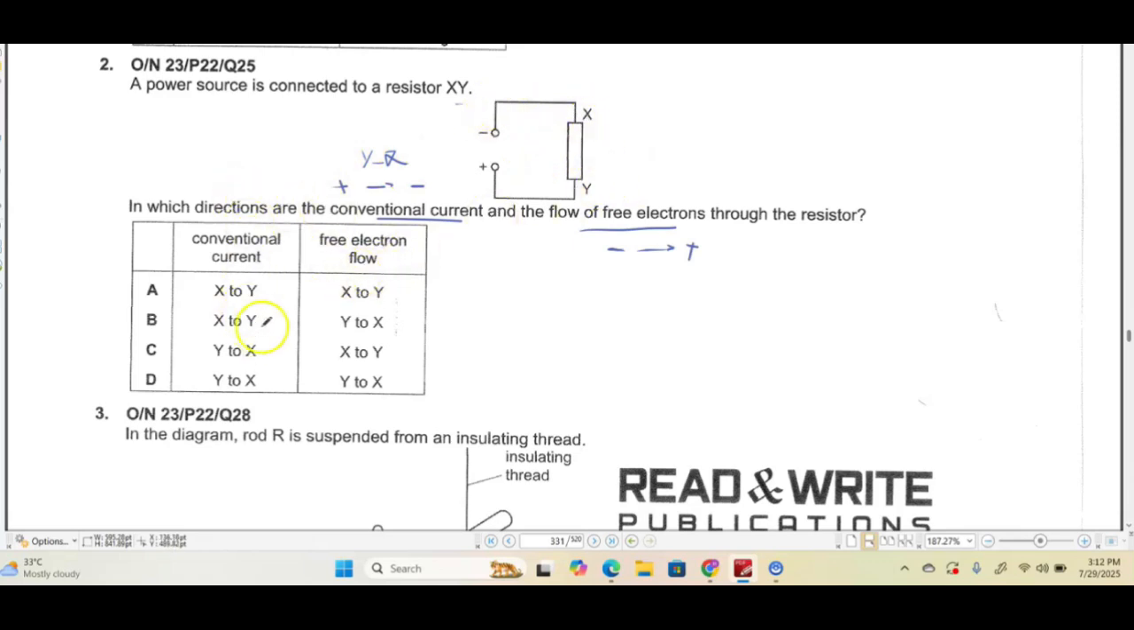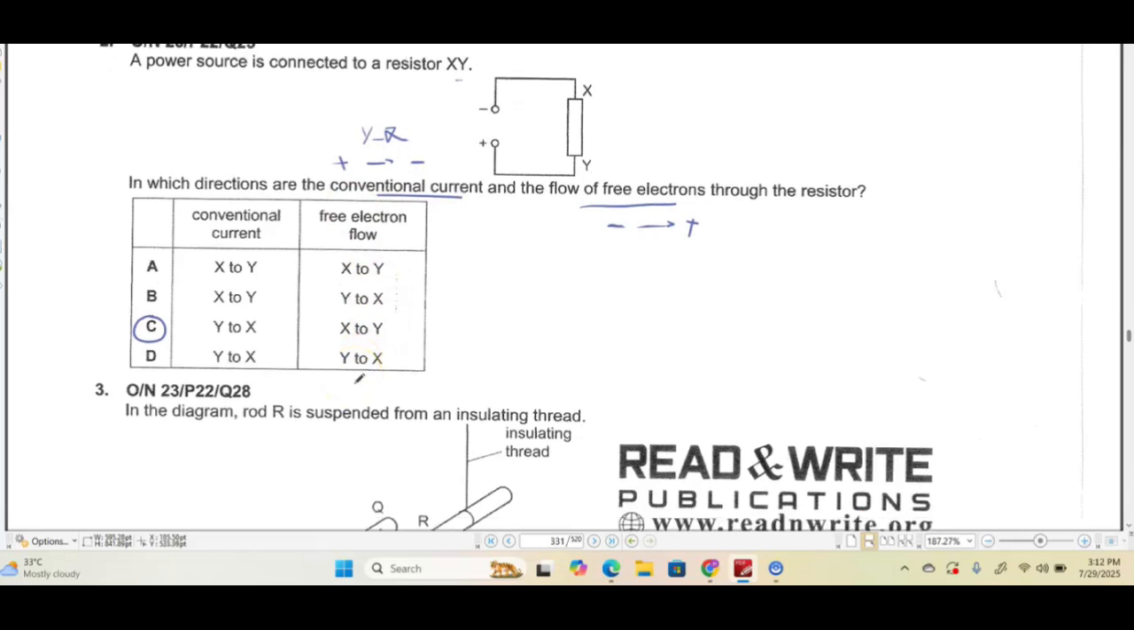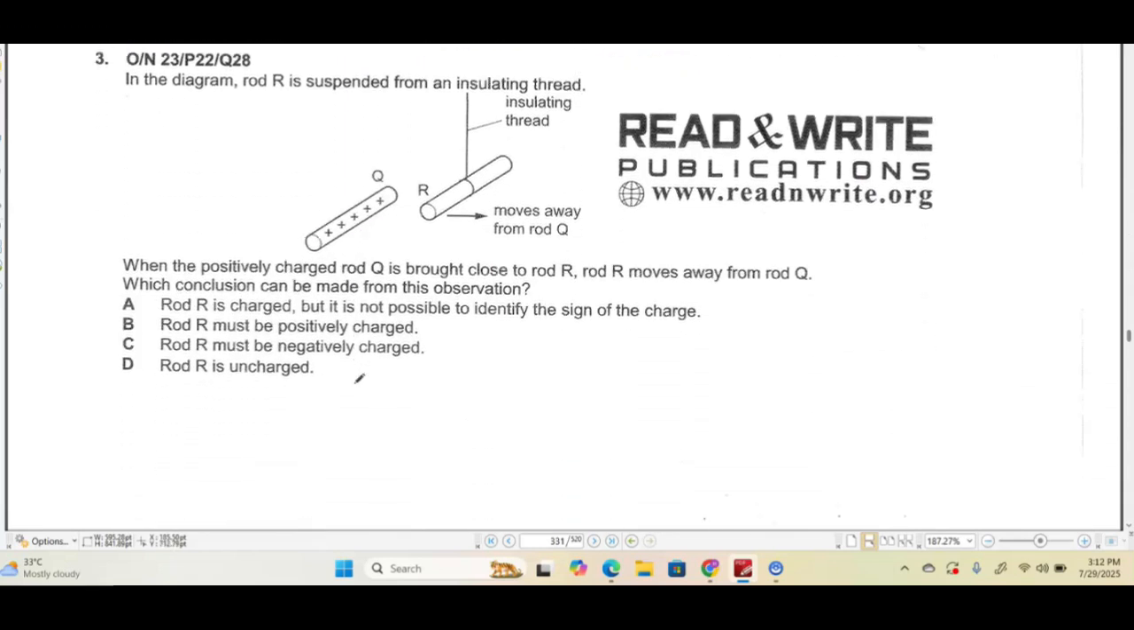So we will look at our options. That gives us the same answer, this. The conventional current is flowing from Y to X over here, and the free electrons are moving from X to Y. Okay. Question number 3.